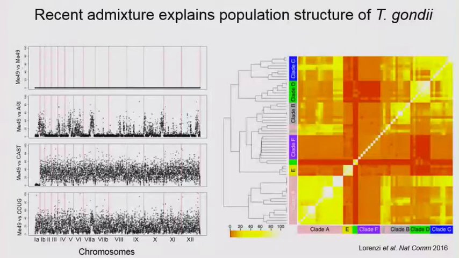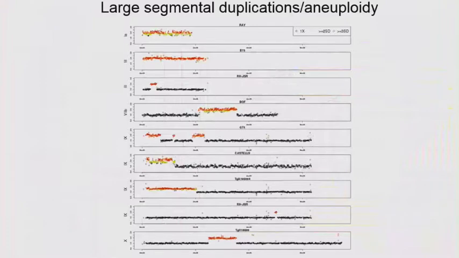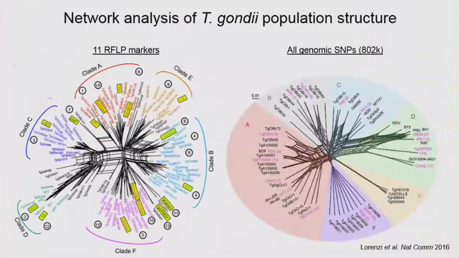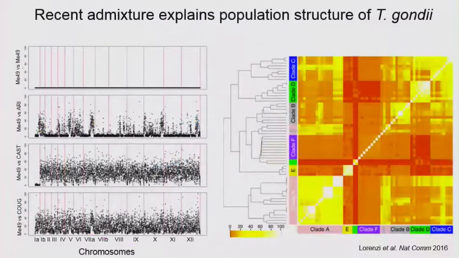So we compared all 62 to 62 comparisons and determined what the percent similarity was between these comparisons and collapsed this into a hierarchical plot. And basically, they collapse into the clade structure that was determined by a different method here. So essentially, this suggests that the genetic structure of Toxoplasma is being driven by recent admixture.